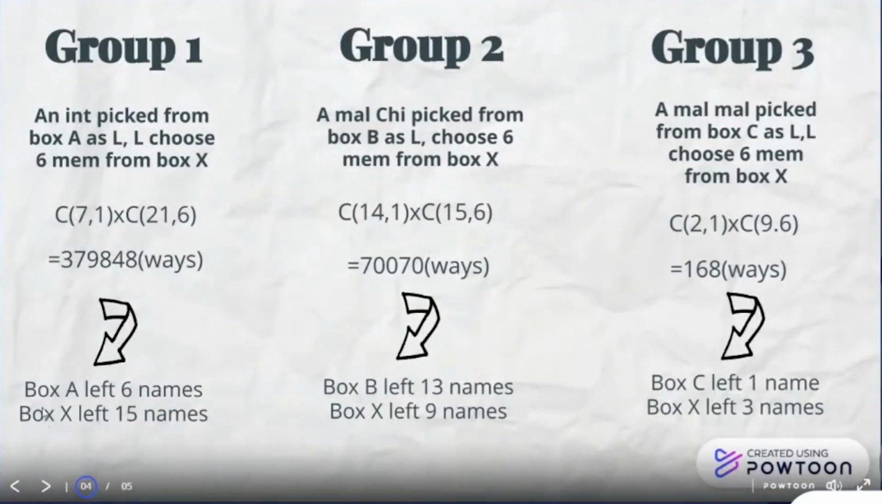group 1, box A is left with 6 names, and box X is left with 15 names. And group 2, box B is left with 13 names, and X is left with 9 names. And group 3, box C is left with 1 name, and box X is left with 3 names.